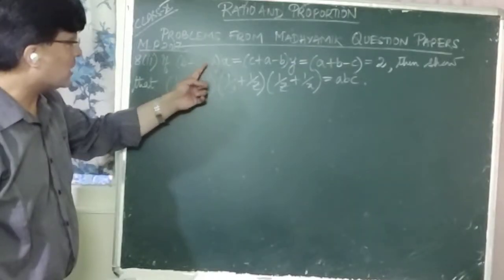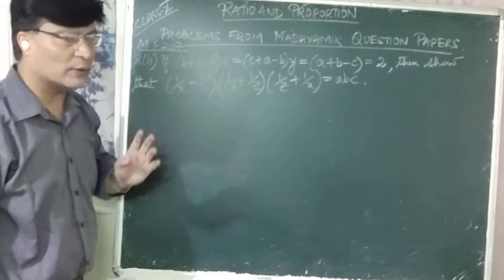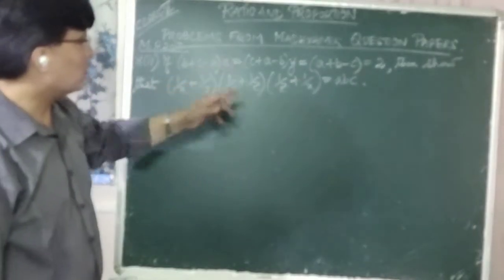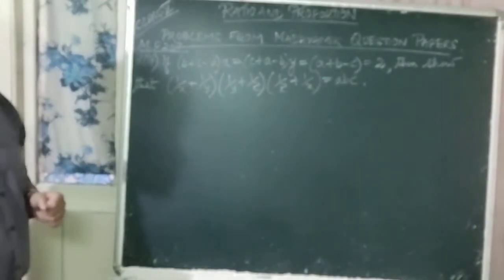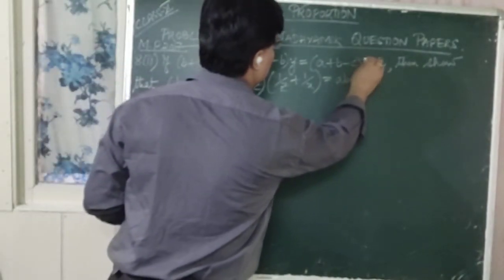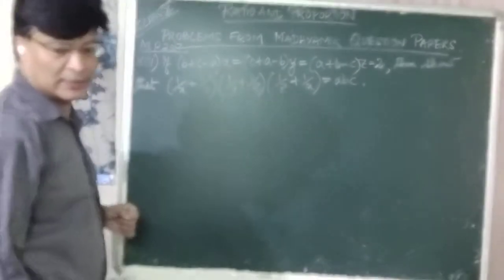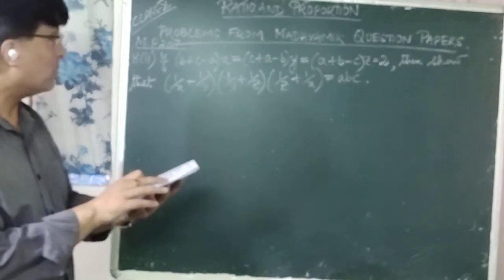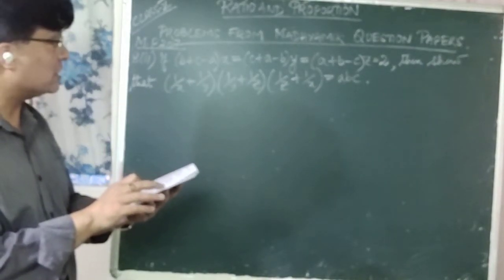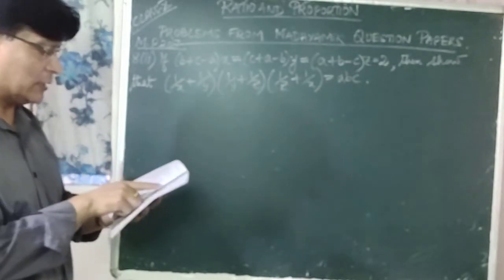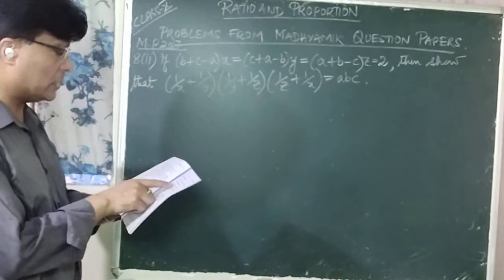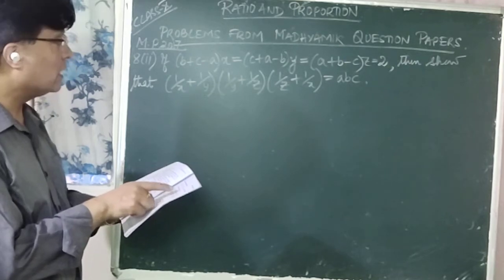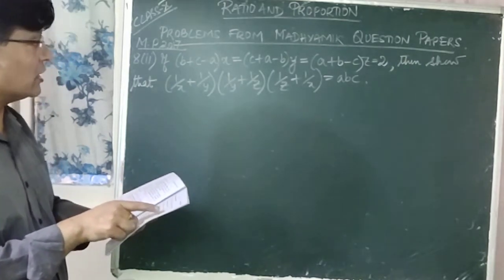So what is given here? If b plus c minus a within bracket into x is equal to within bracket c plus a minus b into y is equal to a plus b minus c into z. This should be z. What is given here? B plus c minus a into x is equal to c plus a minus b into y is equal to a plus b minus c into z is equal to 2.